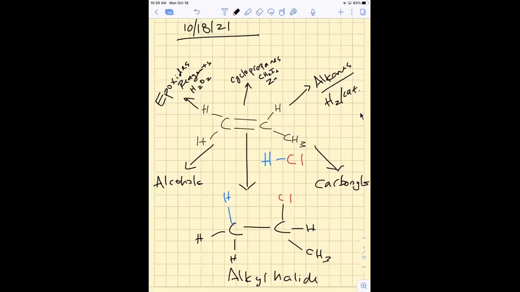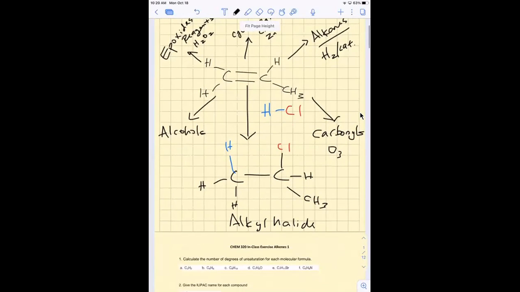If I want to convert to a carbonyl, one of the ways that I can do that is with ozone. I can use ozone and convert it into a carbonyl. If I want to convert to an alkyl halide, you see the reagent right here. I can just use HCl.